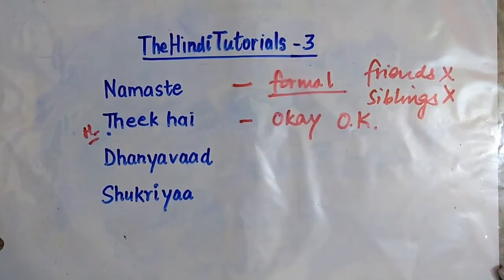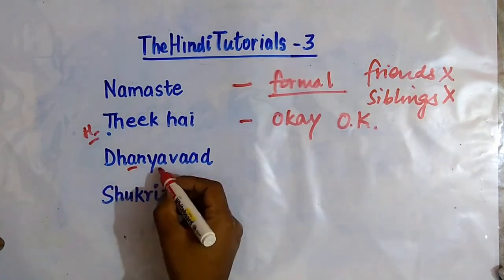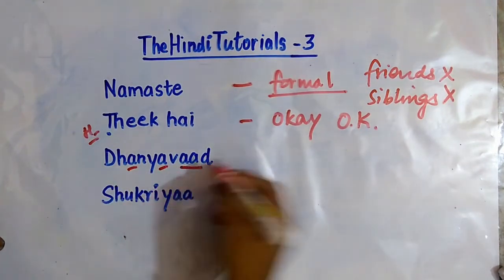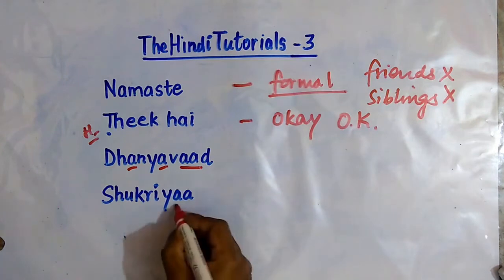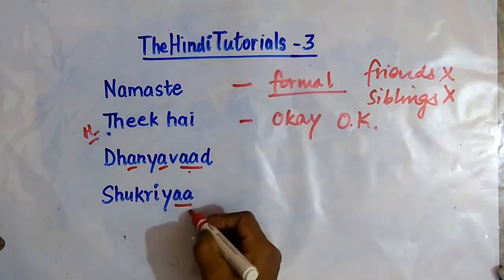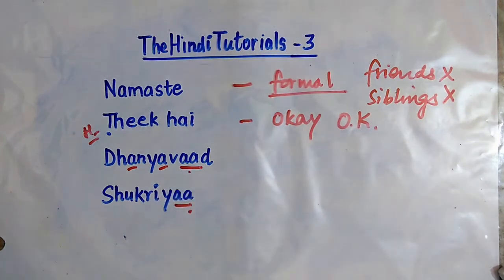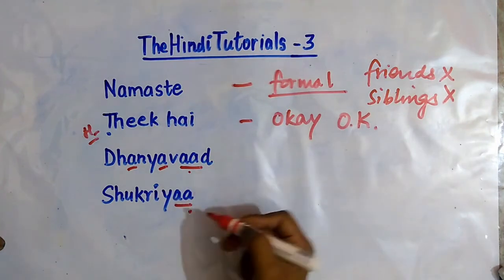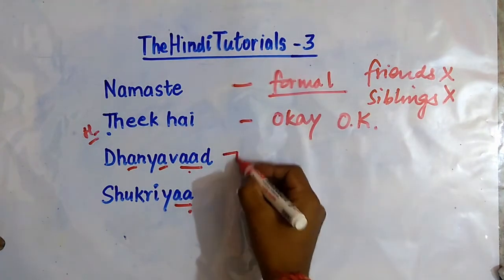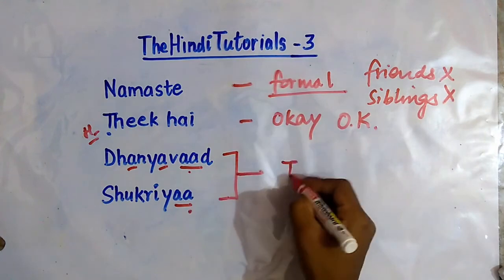The next two words are dhanyavad and shukriya. Note that here I have used single A and here I have used double A. So these two are elongated sounds. This is dhanyavad and this is shukriya. Both the words have the same meaning, which is thank you.